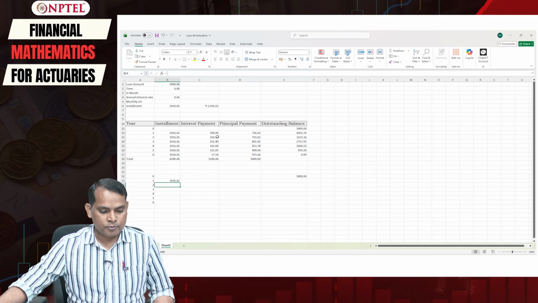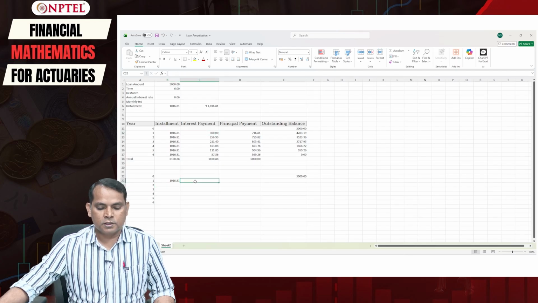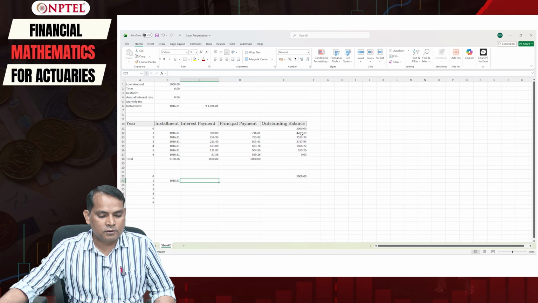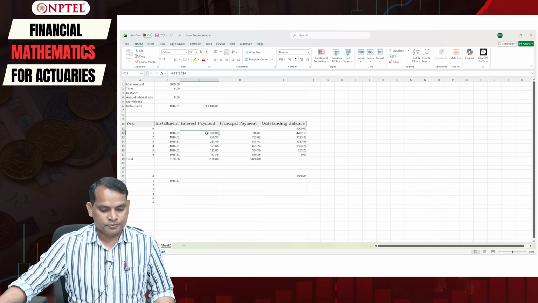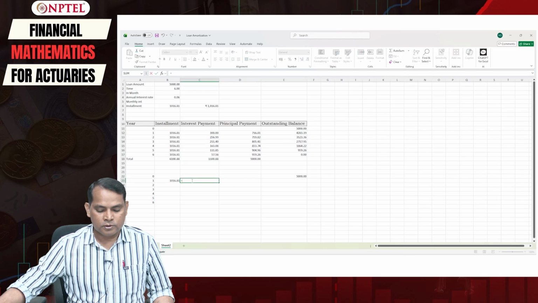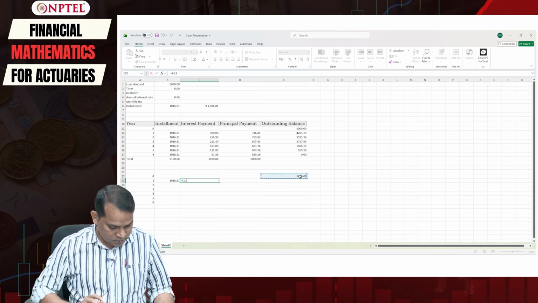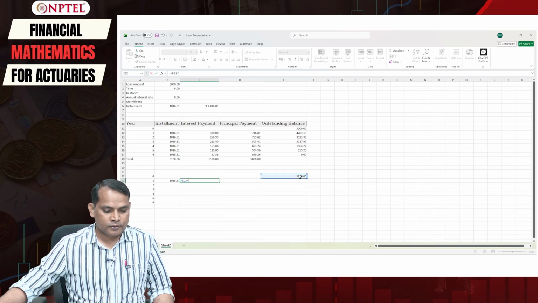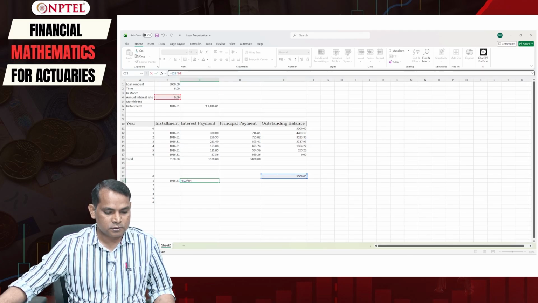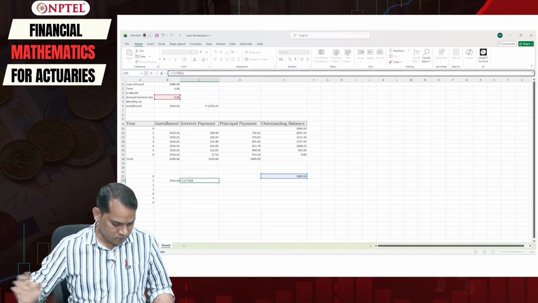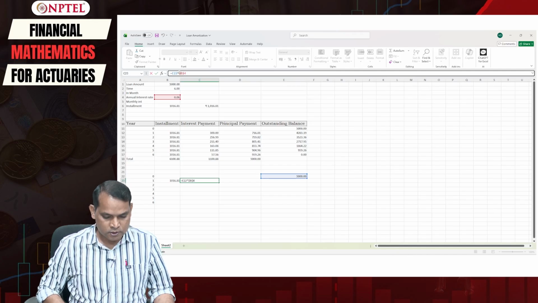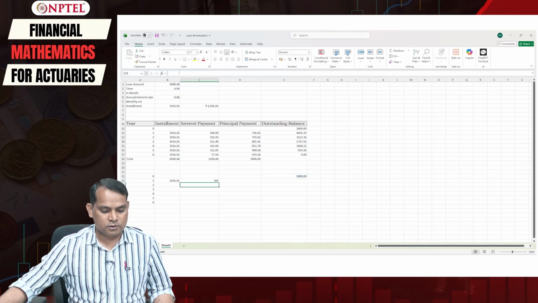Now how do you compute this one? This one is simply the interest times this one. So here if you click it, it will say E11 multiplied by the interest. So now to compute this, you will have this one multiplied by the interest amount here. Now let us lock it like this, and we will get the interest amount 300.